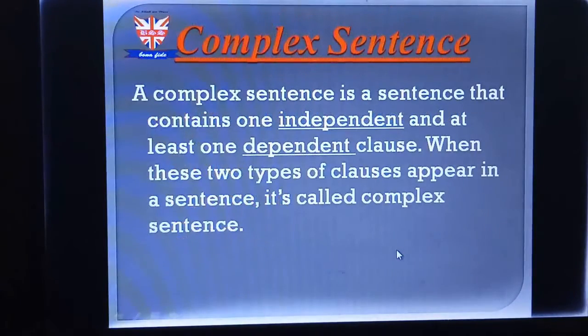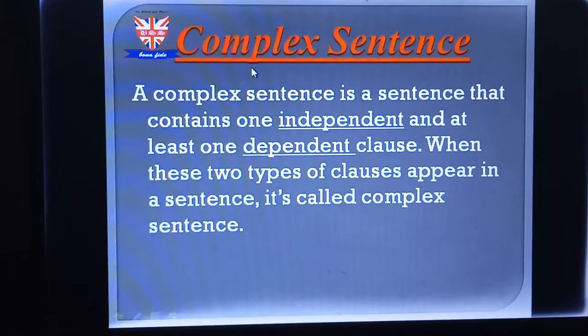Okay, so let's see. A complex sentence is a sentence that contains one independent and at least one dependent clause. When these two types of clauses appear in a sentence, it's called a complex sentence. So what we have understood is that in a complex sentence, there should be an independent and a dependent clause. So if a sentence includes an independent and a dependent clause, that sentence will be a complex sentence.